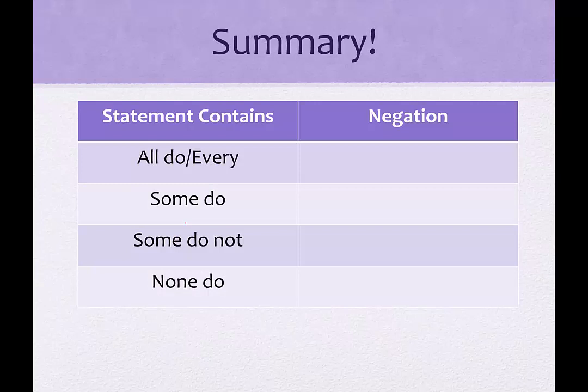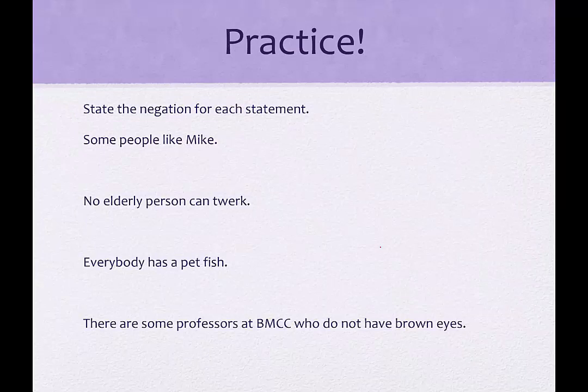Okay, so to summarize, the negation for all, do, or every is some do not. The negation for some do is none do. The negation for some do not is all do, or whatever correct English. And the negation for none do is some do. Hopefully this makes sense why these are the negations, and you can't just say the negation is that. It's the exact opposite, because that's not the negation. Okay, so now I encourage you to pause the video and practice with these 4 examples and see if you can come up with a negation for each one.